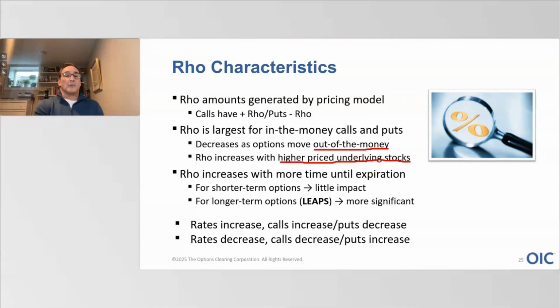The more time to expiration, the further dated options that are also more vega heavy and in the money will have greater amounts of Rho. The shorter term options have very little impact when interest rates change. It's the longer term options, such as LEAPS, anywhere from 9.5 months up to 2.5 years out, that are going to be more impacted by changes in interest rates.